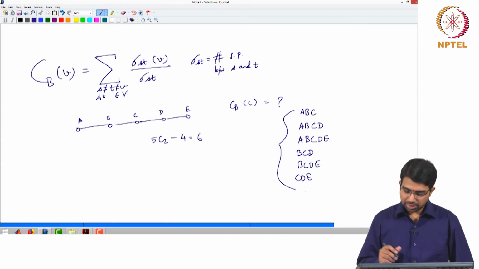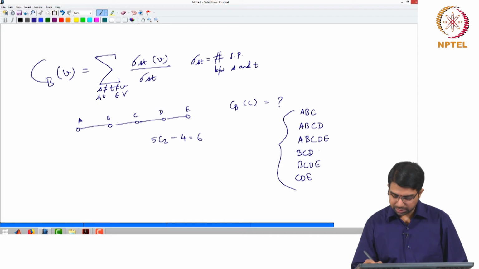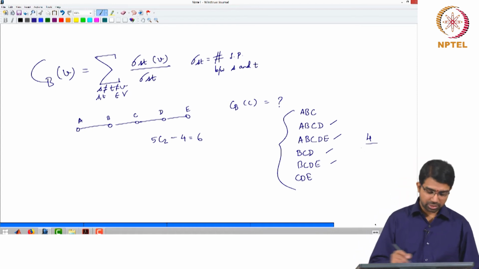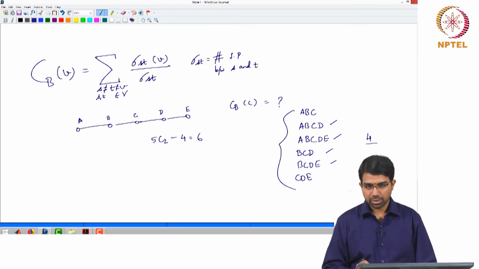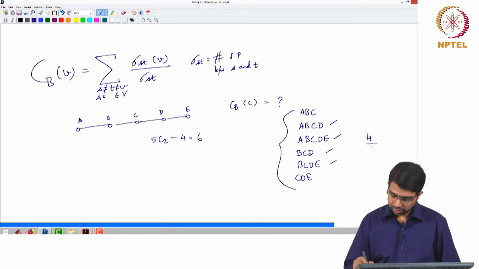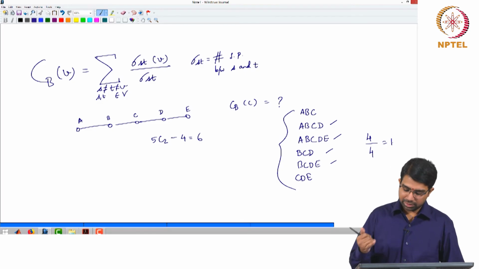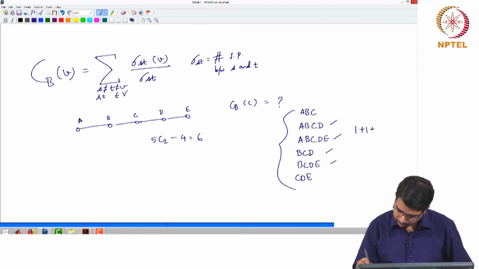So, first let us look at CB of C. So, what are all the paths that pass through C? So, it is going to be 4 by, yeah, it's at the terminus, no. So, we said S not equal to T not equal to V. It is actually 4 by 4 equals 1. So, for all S and T, between A and D, A and E, B and D, B and E, sorry, it is actually 1 plus 1 plus 1 plus 1, no.